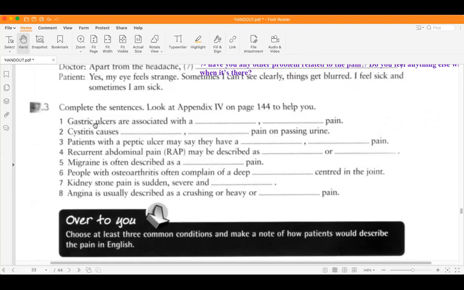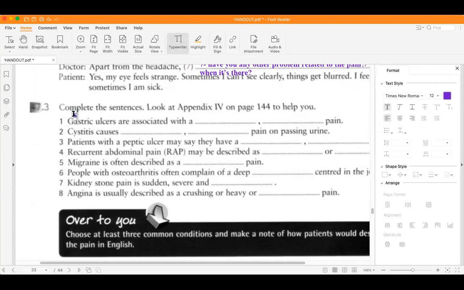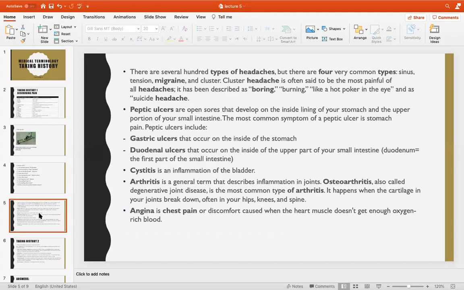Gastric ulcers. Gastric here comes from gastro, which refers to the stomach. We have peptic ulcers. What is the meaning of peptic ulcers? They are open sores that develop on the inside lining of the stomach and the upper portion of the small intestines.